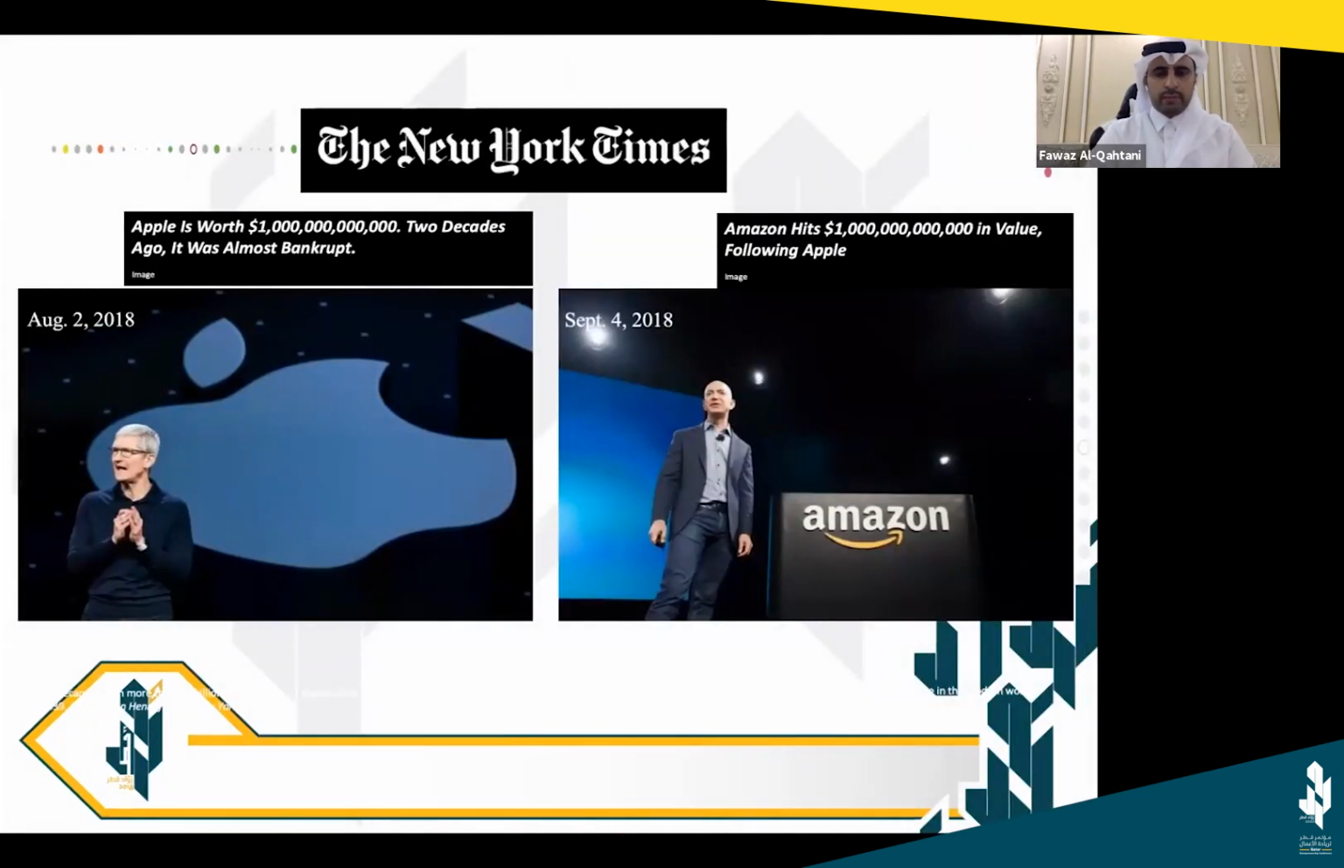If you look at the intangible assets of Amazon and Apple, both companies are now worth more than 1 trillion, and Amazon is more than 200 billion beyond 1 trillion. Mostly, 80% of the company's worth is just intangible assets, which are based on the know-how, IP, and trade secrets that they have.